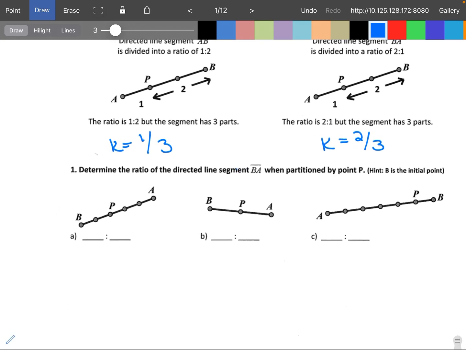So here's a couple practice ones, and I want you to make sure that you're paying attention to the fact that this is B to A. This is why this lesson calls it a directed line segment. It gives you the direction that it's going in.